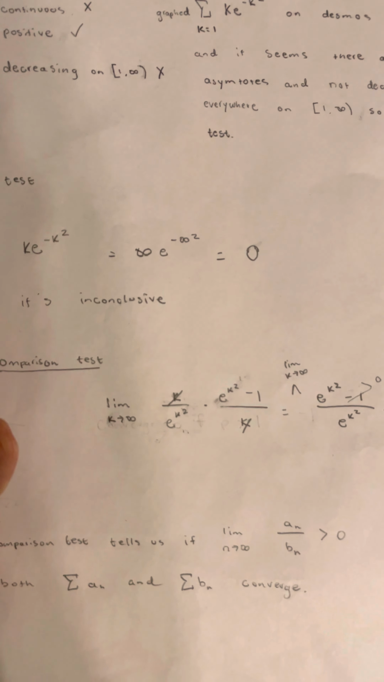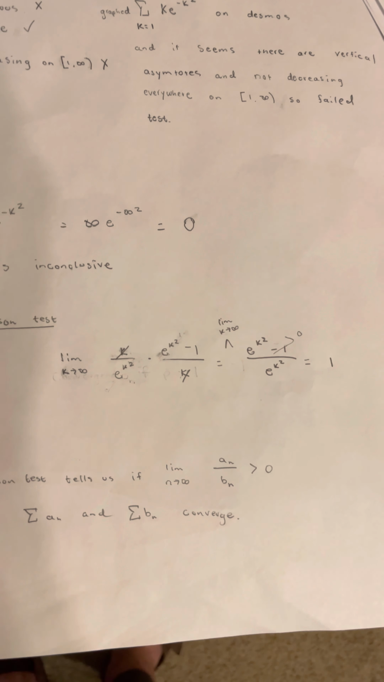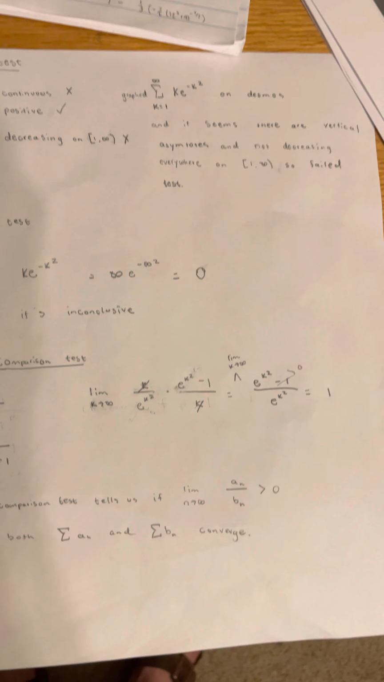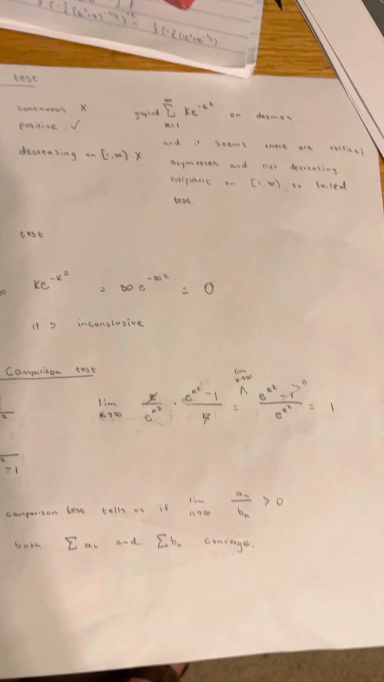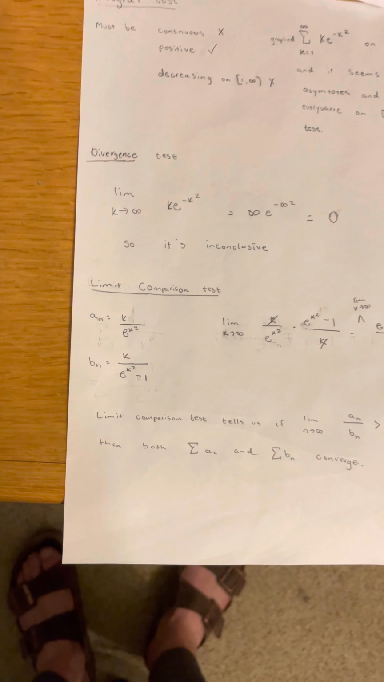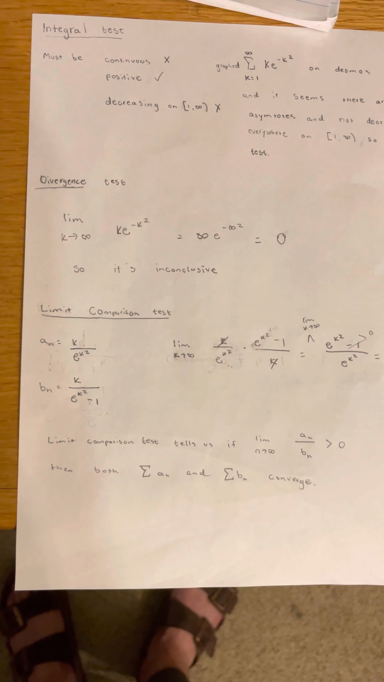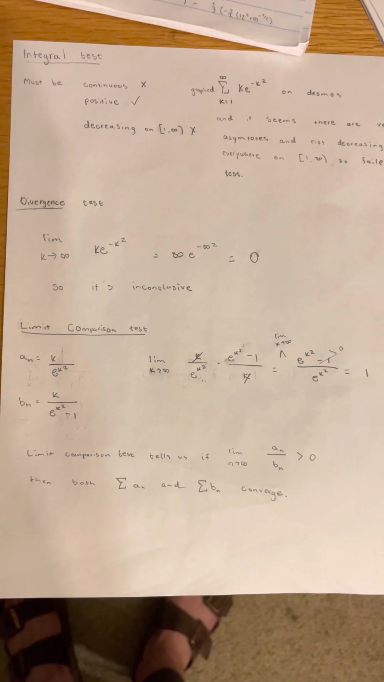I multiplied just by the reciprocal instead of dividing by bn. And I had my k's cancel out, and then this negative 1 on the end is going to be insignificant. So I just had e to the k squared over e to the k squared, or infinity over infinity, once I plug in my infinity. And I got 1. So the limit comparison test tells us that if it's greater than 0, then both our an and bn converge.